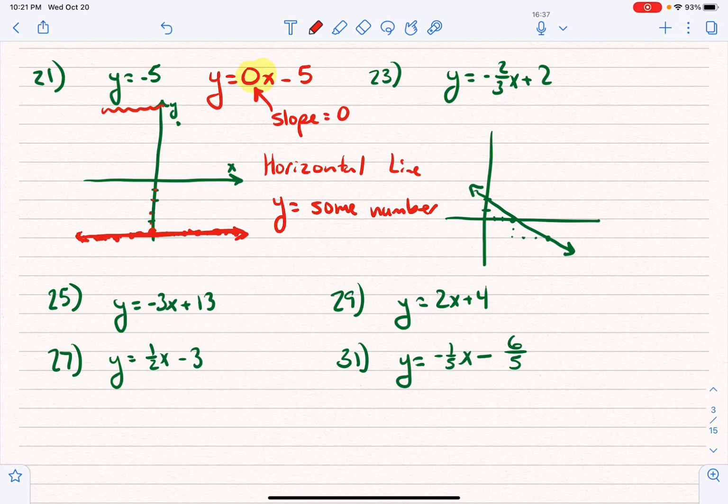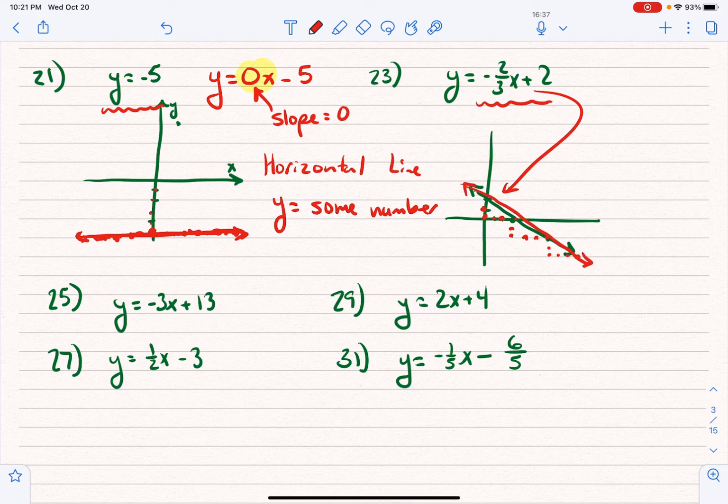All right, now to finish it out, number 23, we have this equation, y equals negative 2/3 x plus 2. We've got a y-intercept of 2, and a slope of negative 2/3, so we go down 2, over 3, down 2, over 3, down 2, over 3. Okay, and so there's my line right there.